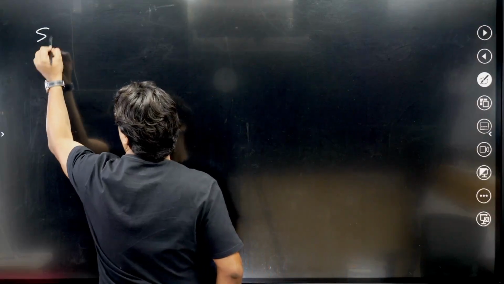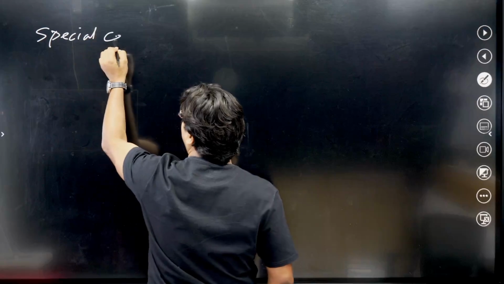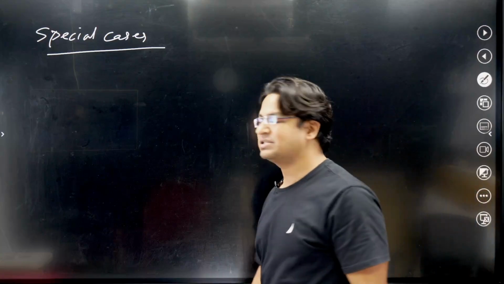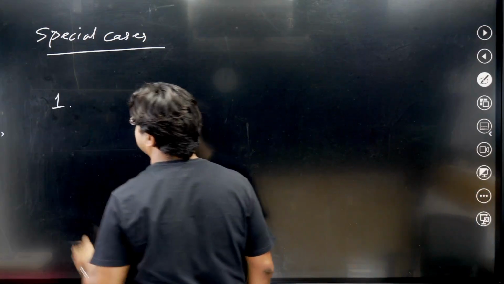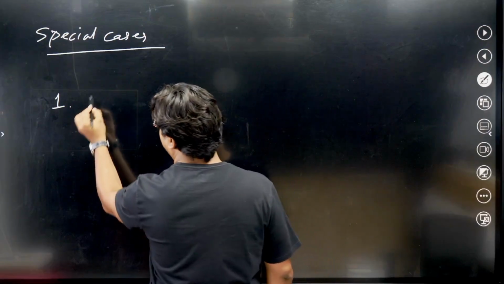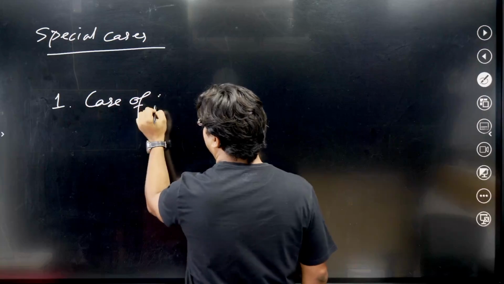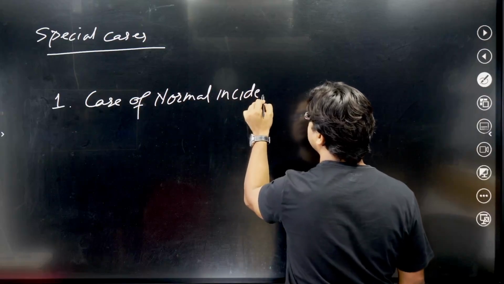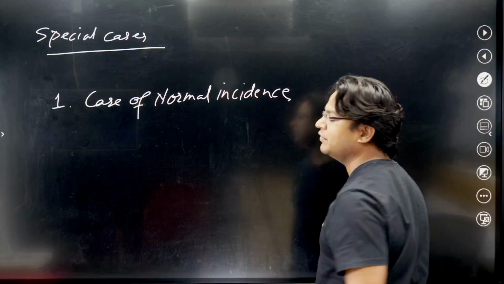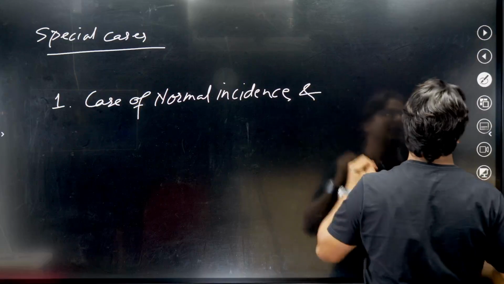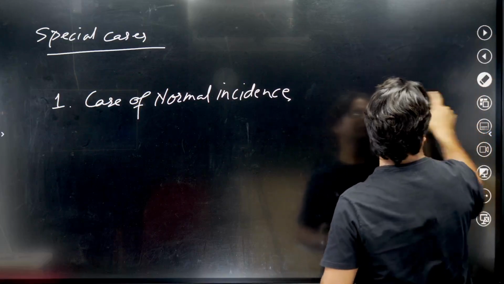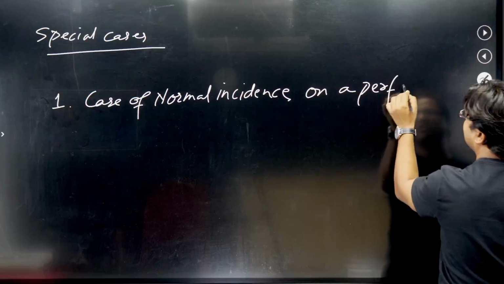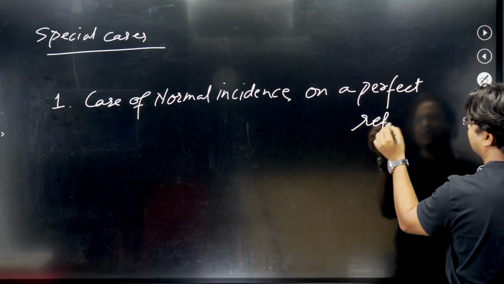I want to put things in a manner which comes intuitively to you, and to do that, let's consider the special cases. So let's consider the first special case. That would be a case of normal incidence. Let's make it a bit more special by adding one more condition: case of normal incidence on a perfect reflector.